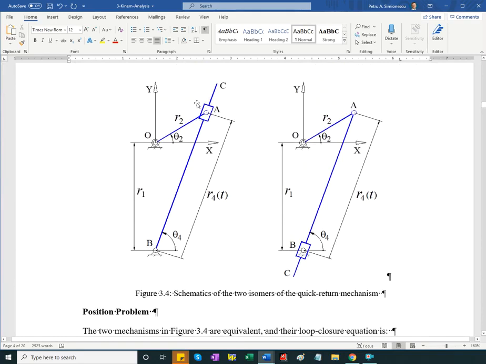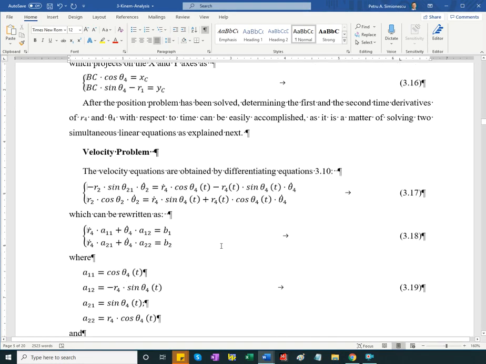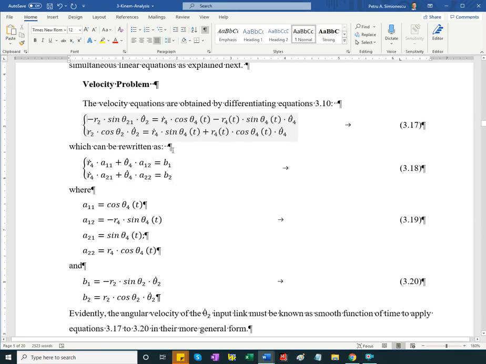OB plus BC equals OC. Okay. For velocity and acceleration, you just take the time derivative of the position functions, and this yields a set of two linear equations with two unknowns. So I'm telling you now, position problem is the nonlinear one. Velocity and accelerations yield linear or sets of linear equations, which are easy to solve using Cramer's rule.